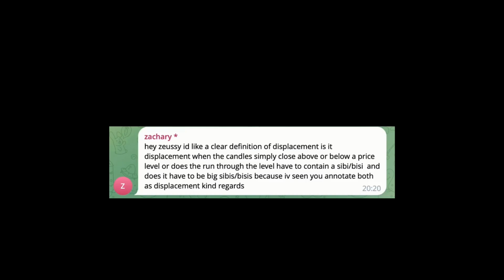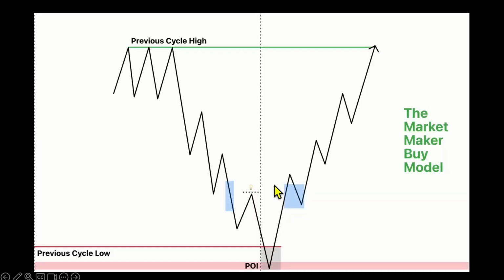And to answer this question, what I've done is I've created a schematic to basically showcase to this user what I deem as real displacement. Here we can see a schematic of a market maker buy model, and by far the most easy way of recognizing displacement, as I've been teaching within this model series, is the following.